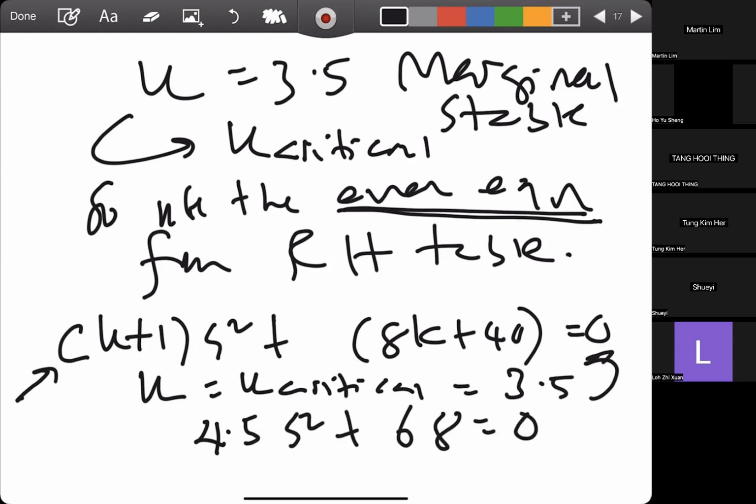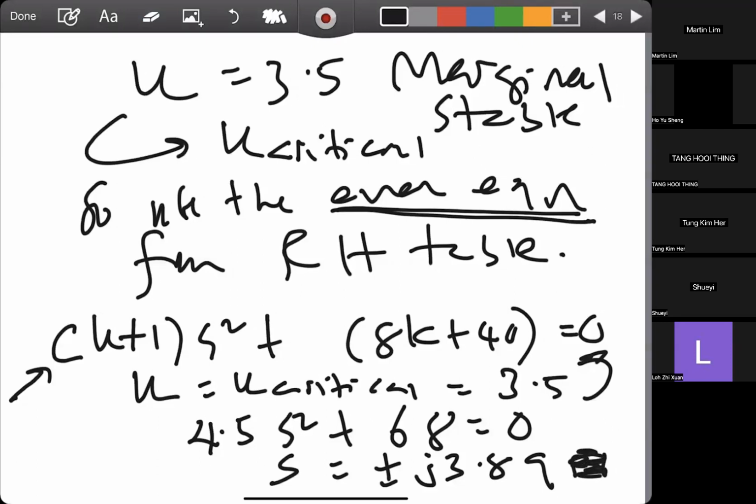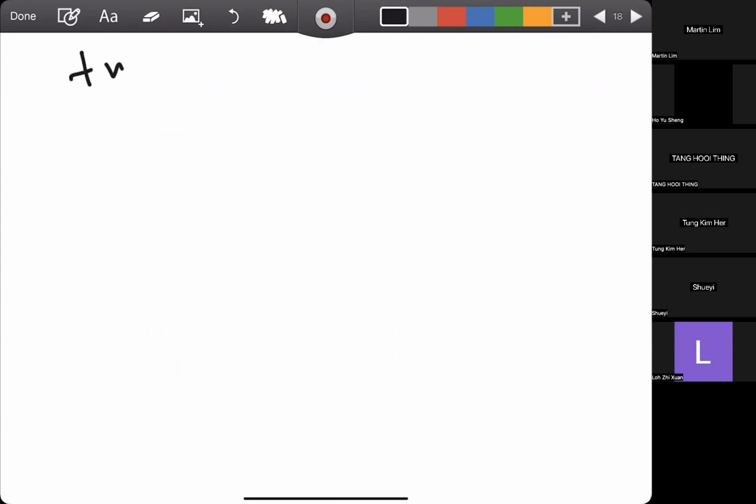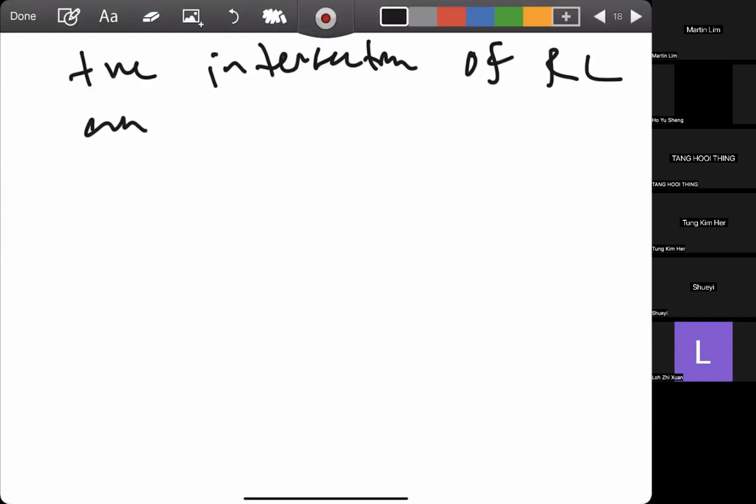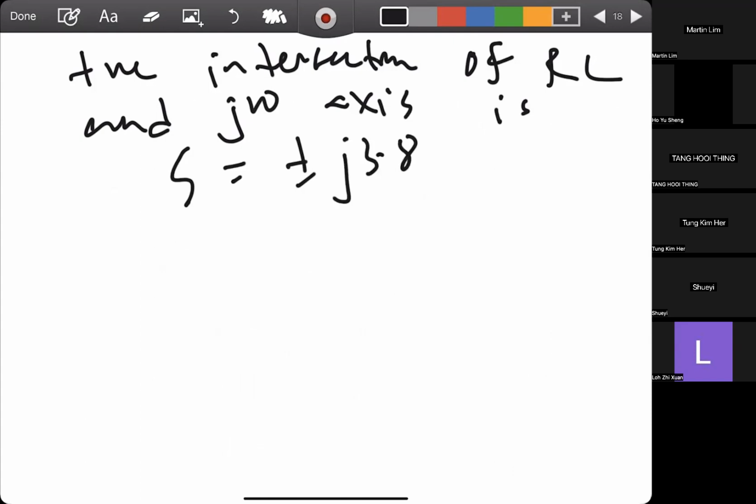And s is equal to plus minus j 3.89 radian, sorry, 3.89. So the intersection of the root locus and the imaginary axis is s equal to plus minus j 3.89.